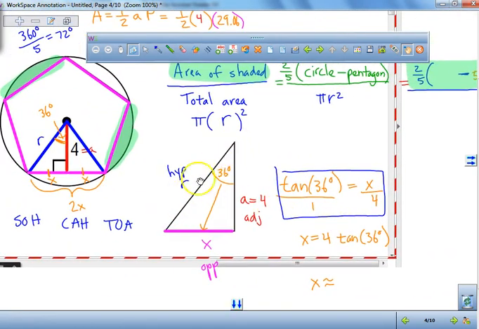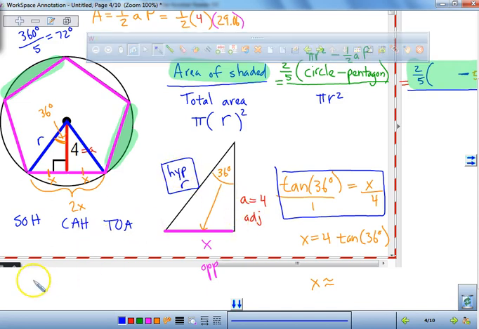We need to find the area of the circle. What do we got to find first? We got to find the R value. So everybody, this is the hypotenuse. This is the adjacent side. Which trig ratio uses adjacent and hypotenuse? Cosine. It's right here for R, everybody.